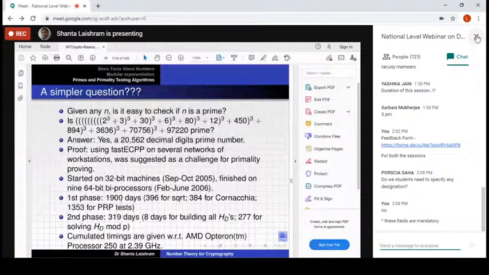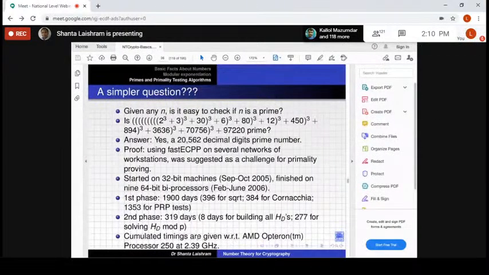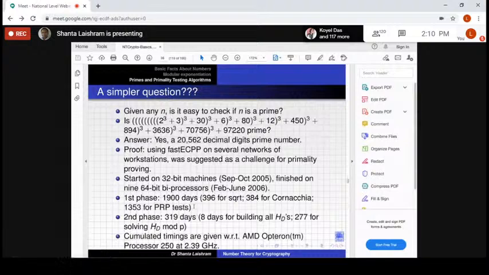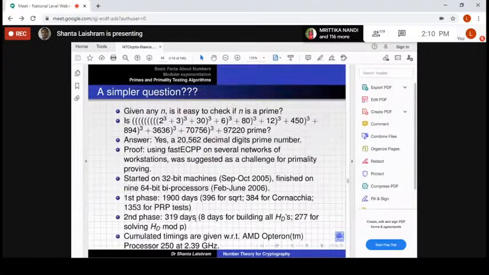All these days are with respect to computer timing, with respect to an AMD Opteron 250 at 2.39 gigahertz. Basically, if you work on your laptop or PC, it will take a lot longer. The first phase will take 1900 days, the second phase will take 319 days, and so on. But there, of course, they used different arguments and did it together, so it took less than a year. So even for this 20,000 digit number, showing that it's a prime was not that easy.